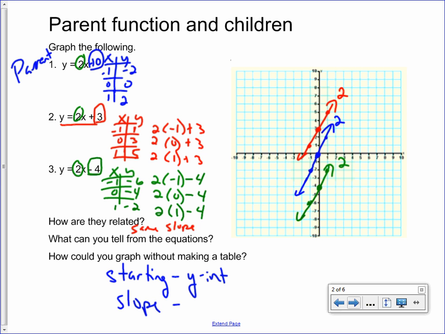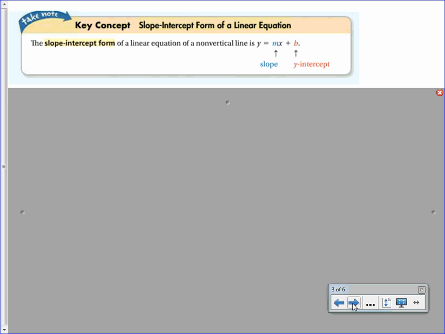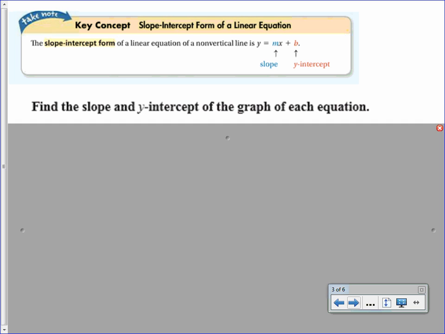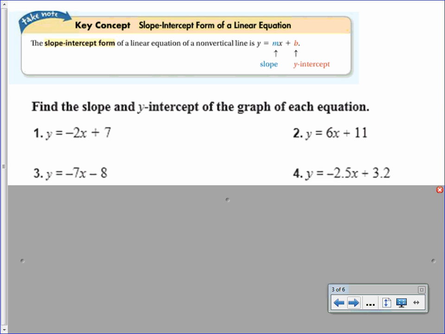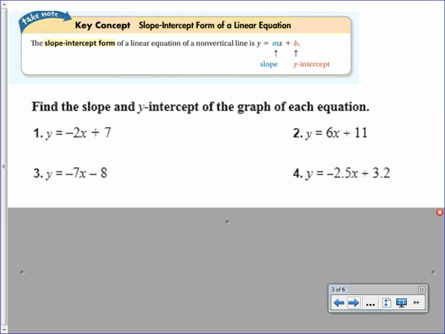So if we took a look here, slope-intercept form, it's specifically this. A linear equation, a non-vertical line, y equals mx plus b. The m is our slope, the y-intercept is our b. So if I wanted to find the slope and the y-intercept here, I would say the slope, negative 2. Y-intercept, 7. Here, slope, 6. Y-intercept, 11. So m stands for slope, b stands for y-intercept.